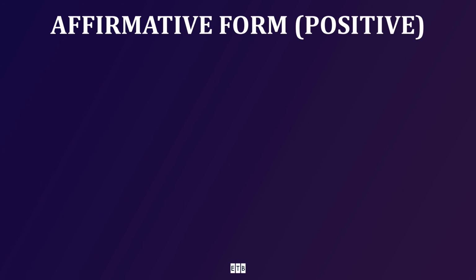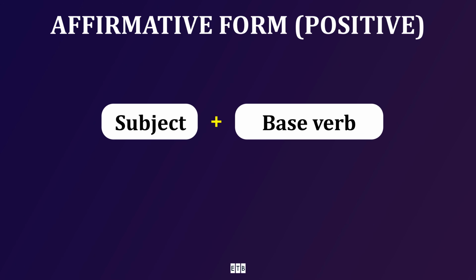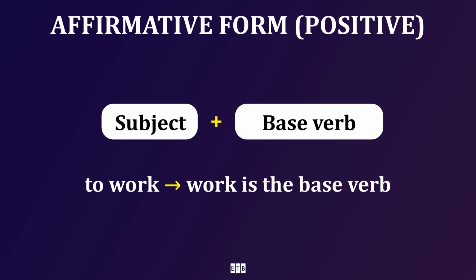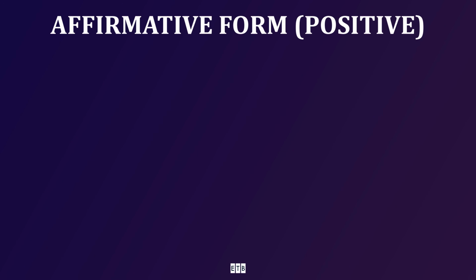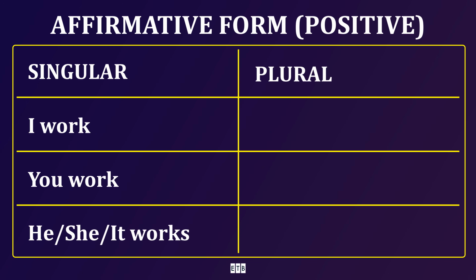Affirmative. The structure is very simple. Subject plus base verb. For example, for the verb to work, we use the base word work in the following way. I work. You work. He, she, it works. We work. You work. They work.